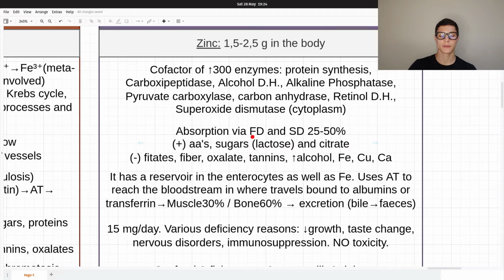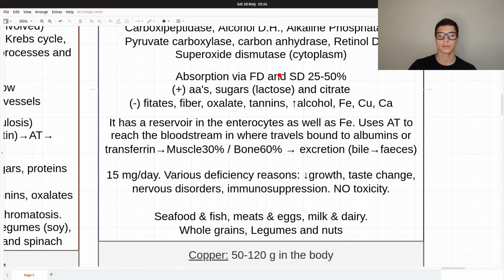The absorption is via facilitated diffusion and simple diffusion with an efficiency of 25 to 50%. Again, amino acids, sugars, lactose mainly, and citrate will stimulate the absorption, and these molecules, the phytates, the fiber, the oxalates, the tannins, too much alcohol, even iron, the copper, and the calcium will inhibit it.